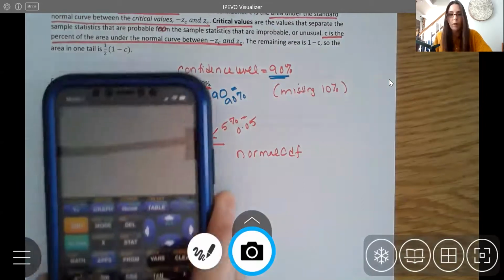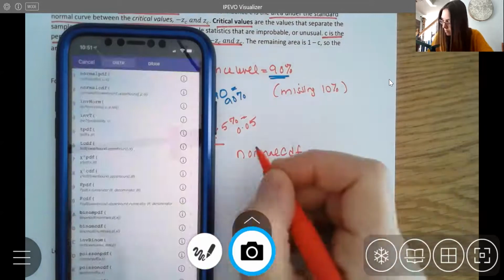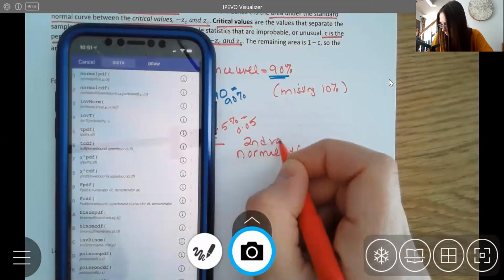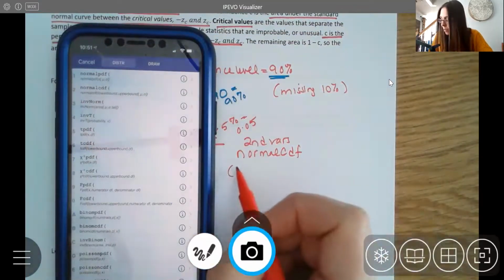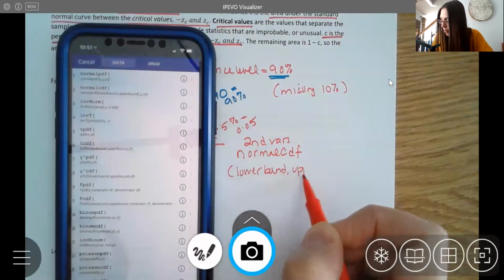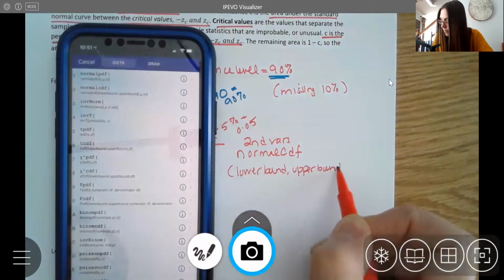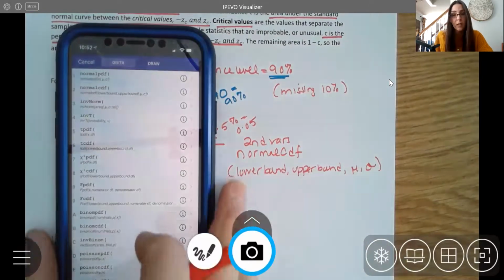I'm going to start with using my calculator. I'm going to press the second and vars key, and select normal CDF, which is the second one down. And remember, you're going to put in your lower bound, your upper bound, the mean, and the standard deviation. Now, this is where it gets a little bit tricky.